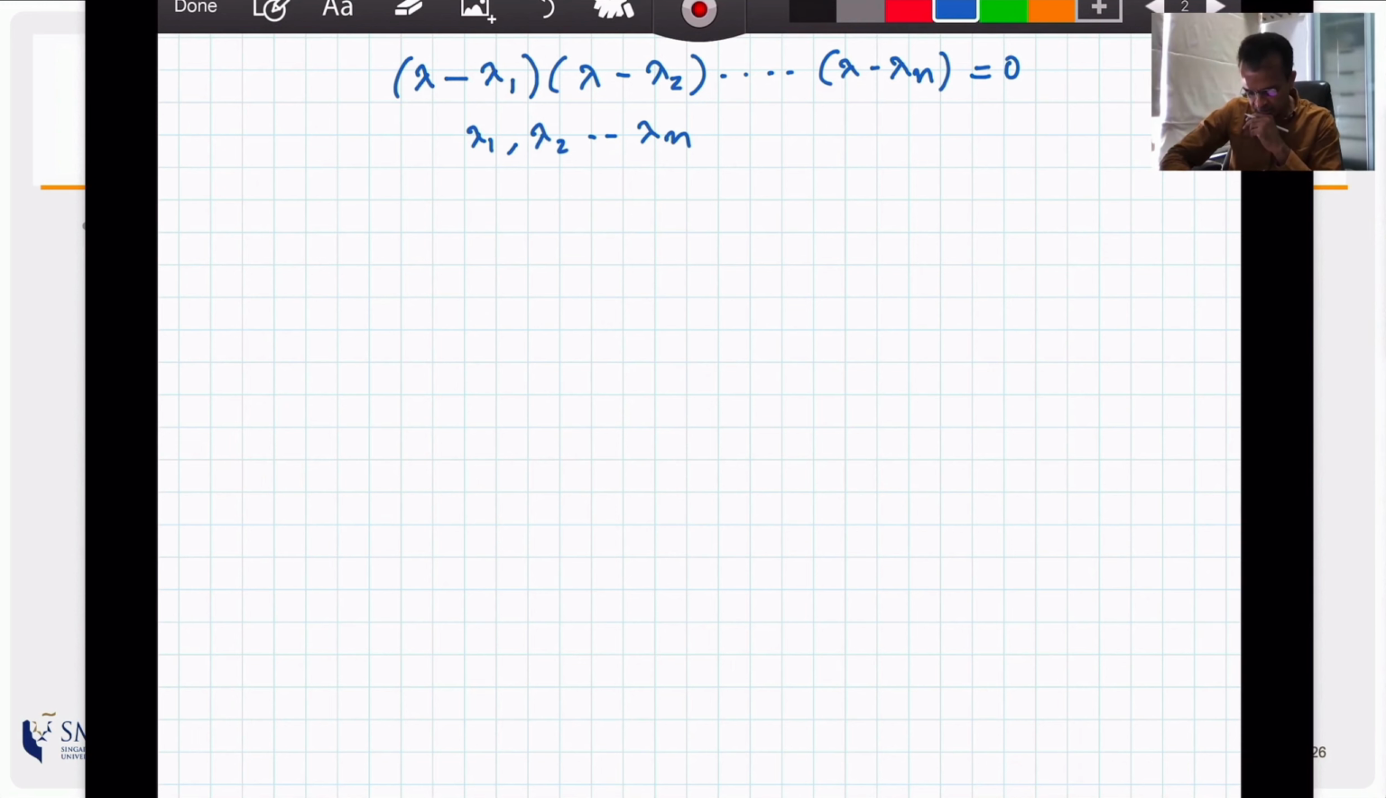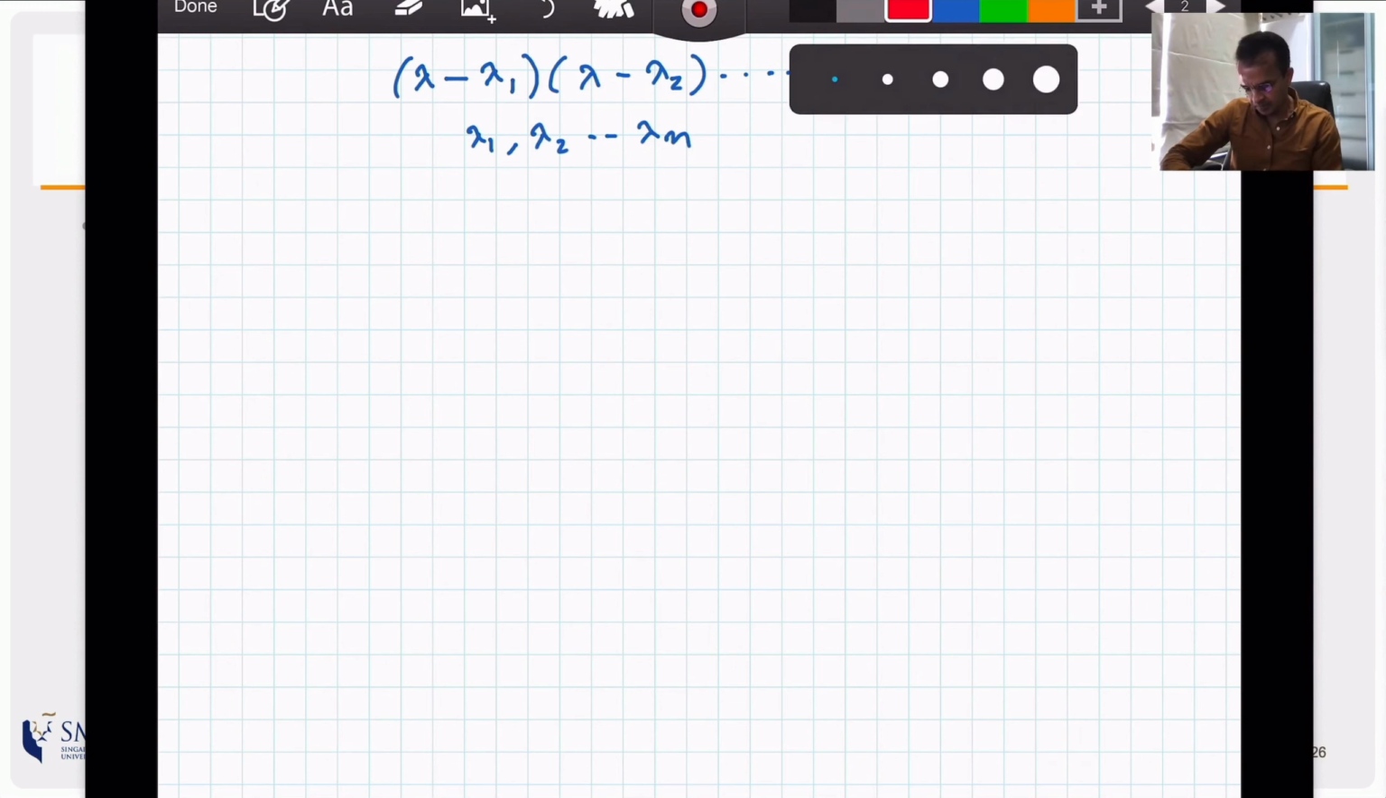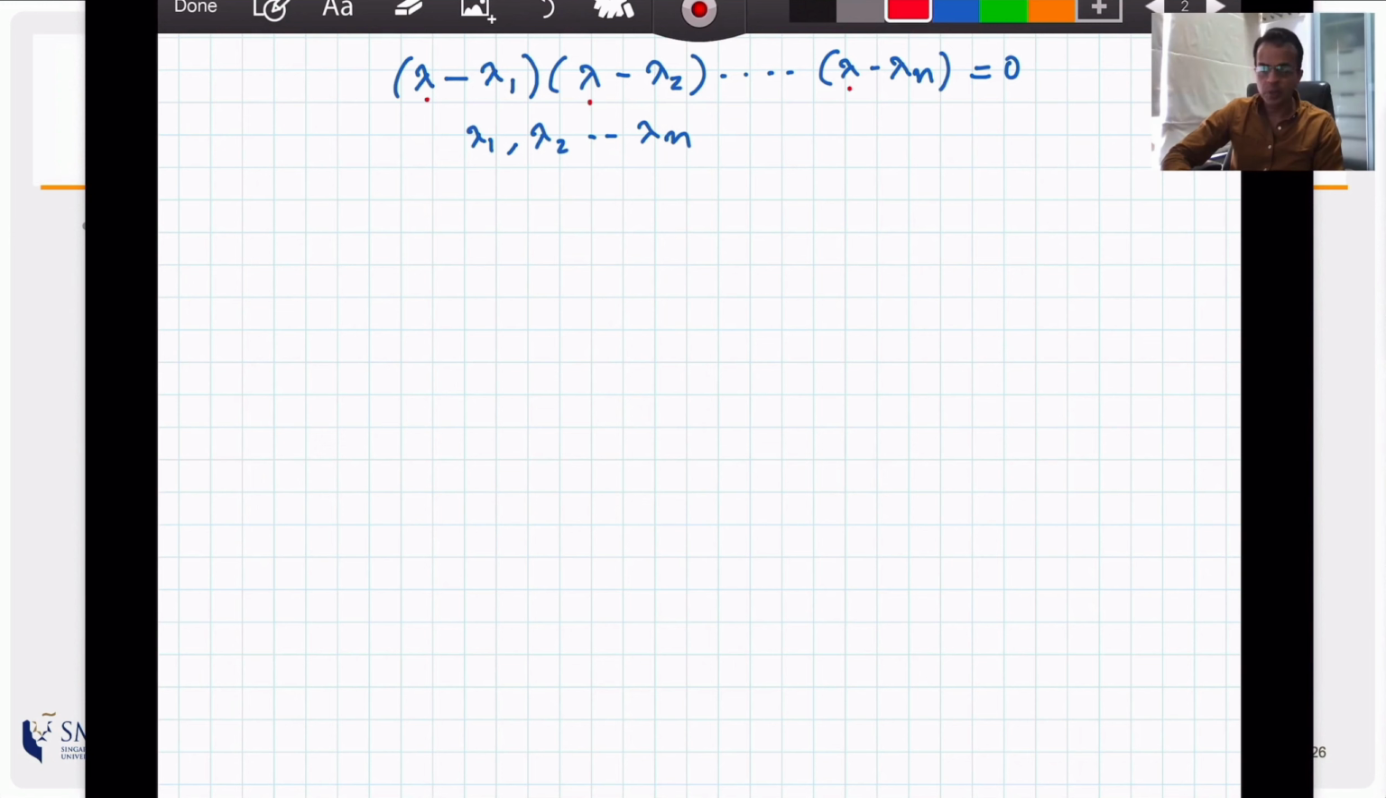Now, what's the coefficient of lambda to the power n here? If I expand this out, that's actually very easy. How do you get lambda to the power n? You'll get 1 lambda from here, 1 lambda from here, and so on, and the nth lambda from here. All of them will come with coefficient 1. So what's the coefficient of lambda to the power n? It is just 1.